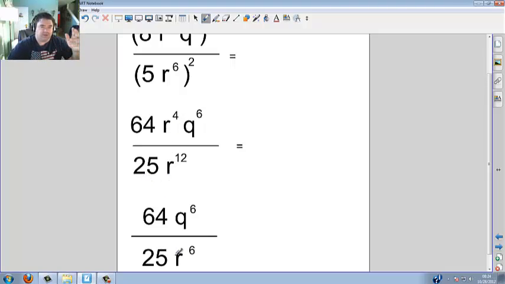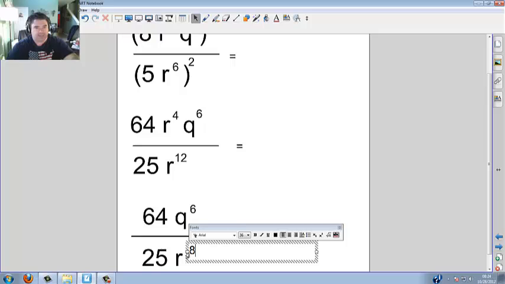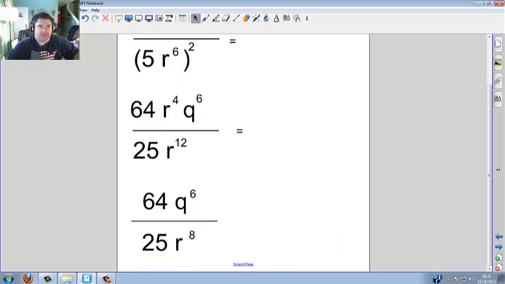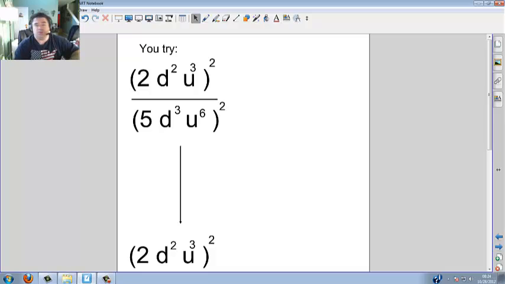The r's fight it out. Bottom wins by 8, not 6. I don't know what I was thinking there. That should be an 8. And top wins by 6 q's. So we have that there. You try it. Go ahead.